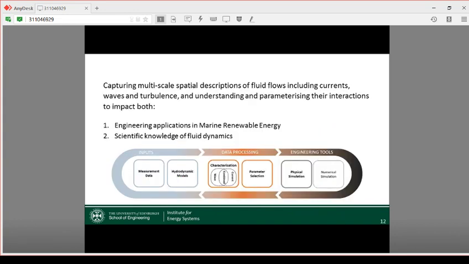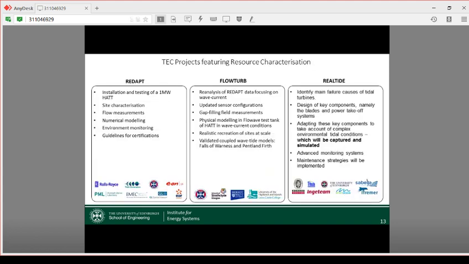Okay. So we want to understand what devices are doing in the real environment. We want to design things so that they last, so that they're reliable, so that they operate for a long period of time, because that's the only way that we can make things economically viable. And in order to do that, we have to bring together measurement, hydrodynamic modeling, we have to characterize and do a lot of data processing, and then we want to come up with engineering tools that will improve the design for future technologies. We've done this through 3 different projects.